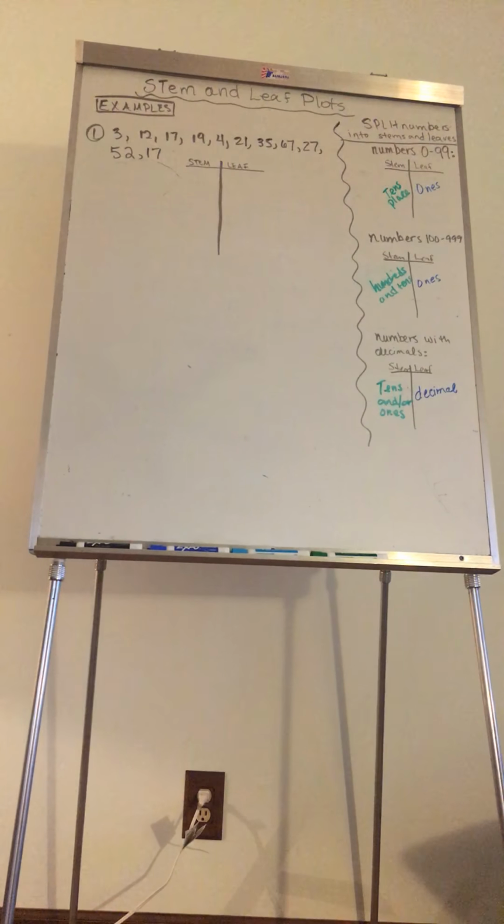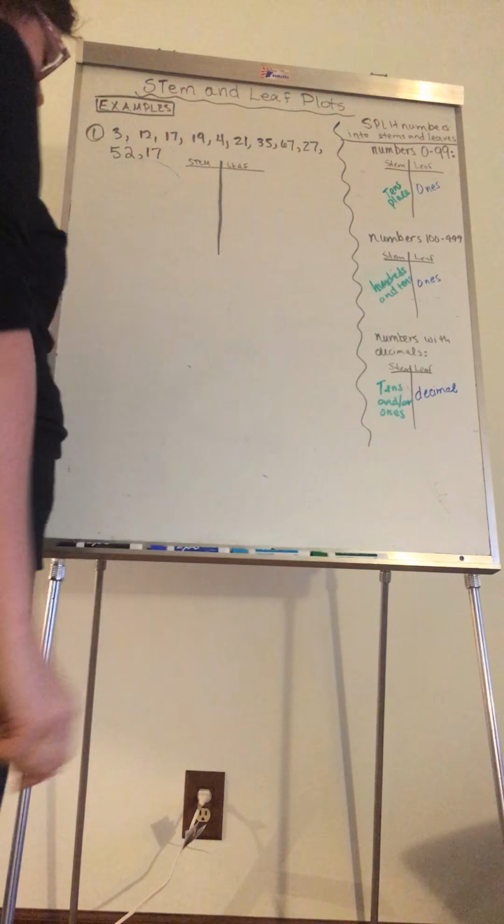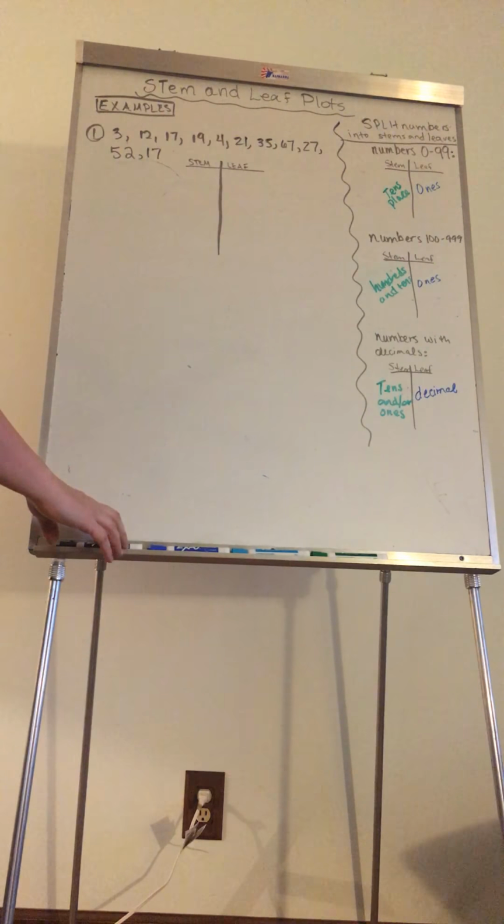Similarly to what we did with the dot plot, we are going to make a number line, except this is going to be a vertical number line. And we're not going to write out the whole number like we did. We are going to write, again, like I said, either the tens place on one side and the ones on the other.